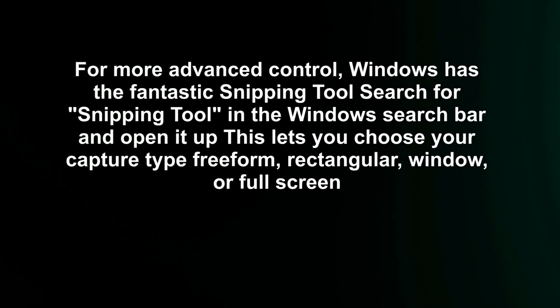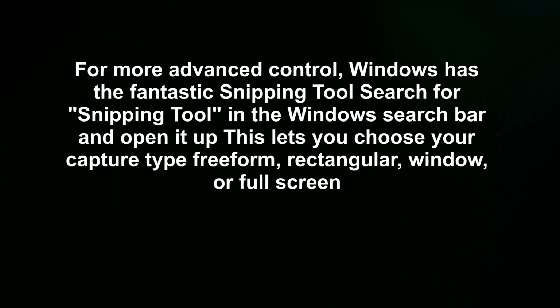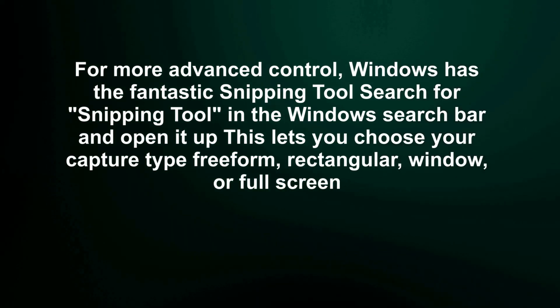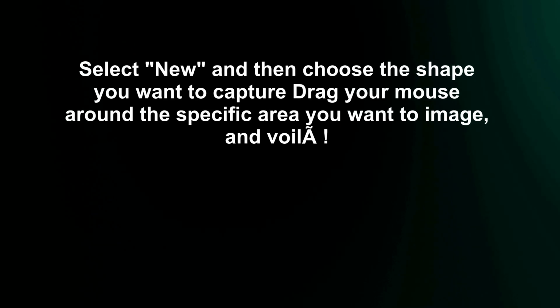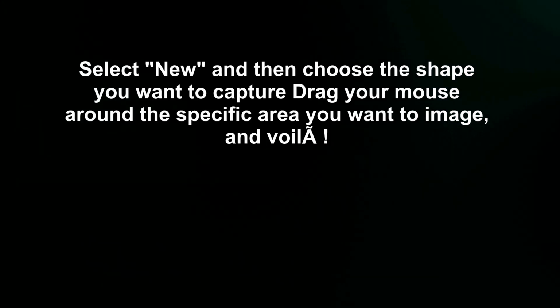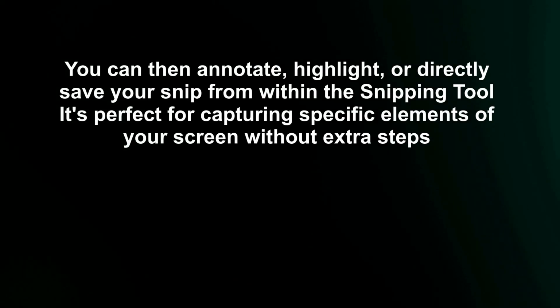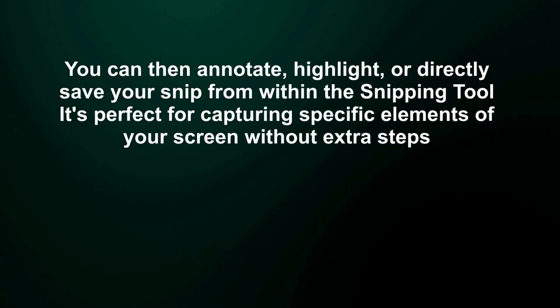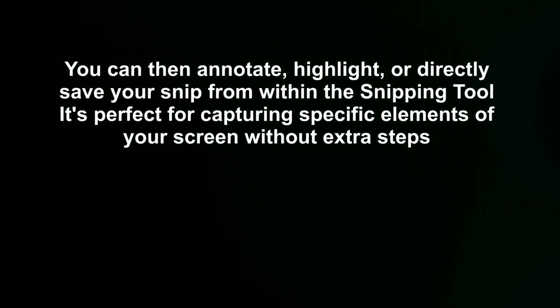For more advanced control, Windows has the fantastic Snipping Tool. Search for Snipping Tool in the Windows search bar and open it up. This lets you choose your capture type: freeform, rectangular, window, or full screen. Select New and then choose the shape you want to capture. Drag your mouse around the specific area you want to image, and voila! You can then annotate, highlight, or directly save your snip from within the Snipping Tool. It's perfect for capturing specific elements of your screen without extra steps.